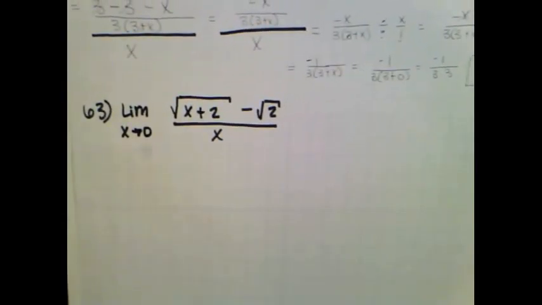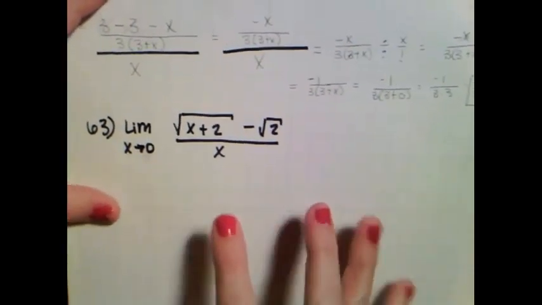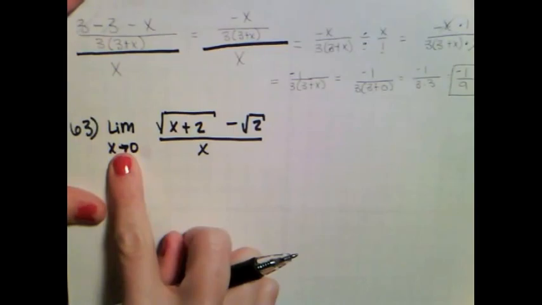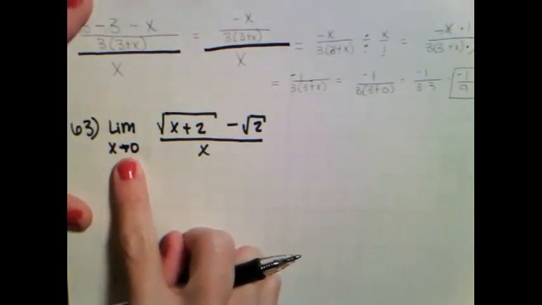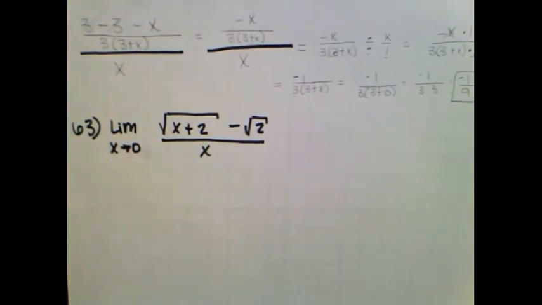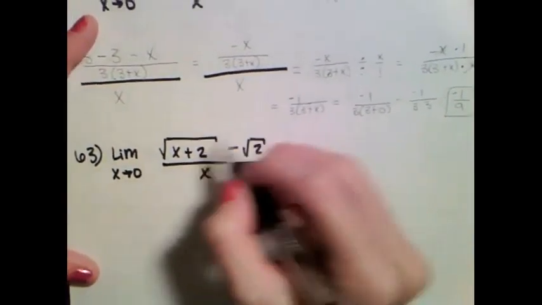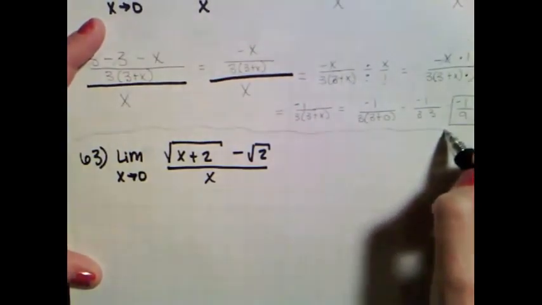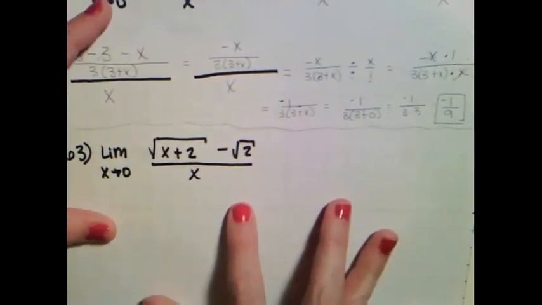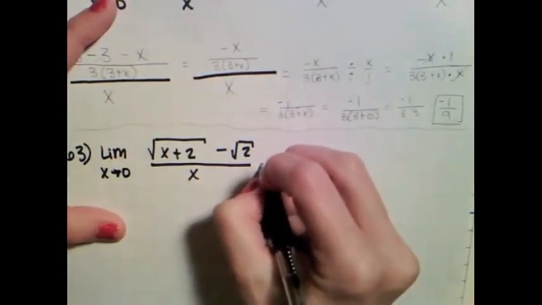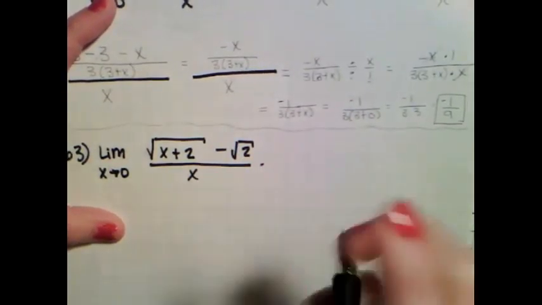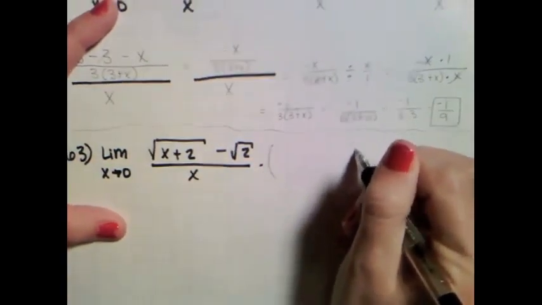All right, 63. And so we've got 63 and 65. 63 looks very similar to 53. Organize that a little bit. Okay, I'm going to simplify this rational function by multiplying by the conjugate.